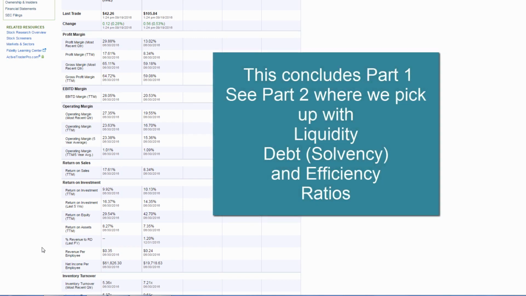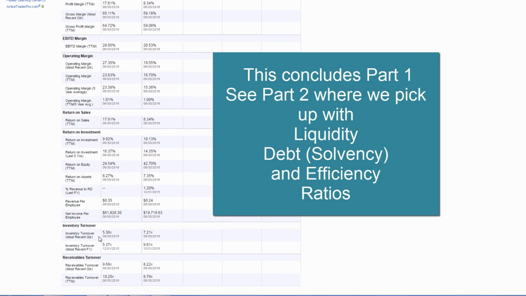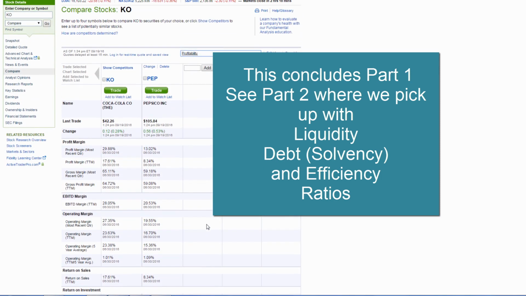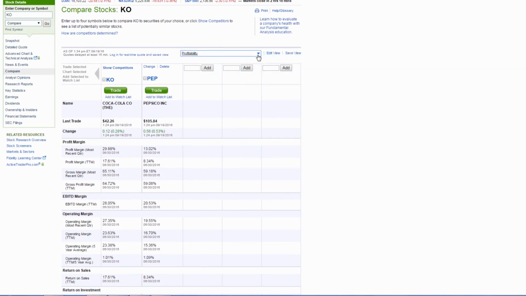By the way, we're going to come later to an efficiency ratio, which is inventory turnover. They happen to have it here under profitability. The inventory turn, the higher the number the better. So you can see Pepsi here is a little better than Coke as far as inventory turn. They happen to list it under profitability, versus it's really more of an efficiency ratio. So be aware, sometimes they can end up in different spots.